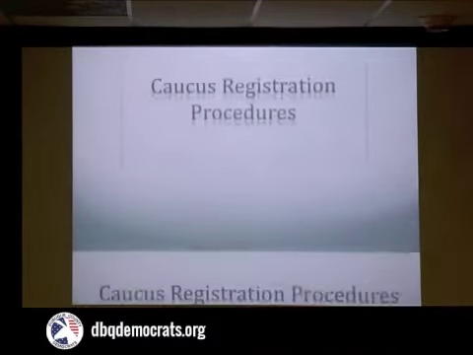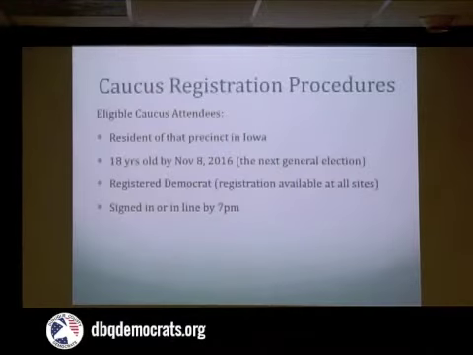So now we're moving on to caucus registration procedures. To be eligible to caucus in Iowa, you must be a resident of that precinct. You must be 18 years old by November 8, 2016, the date of the next general election. You must be a registered Democrat, but there's registration available at all sites, so if they're a Republican or an independent and they want to register as a Democrat, they can do that. And they need to be signed in or in line at 7 p.m.